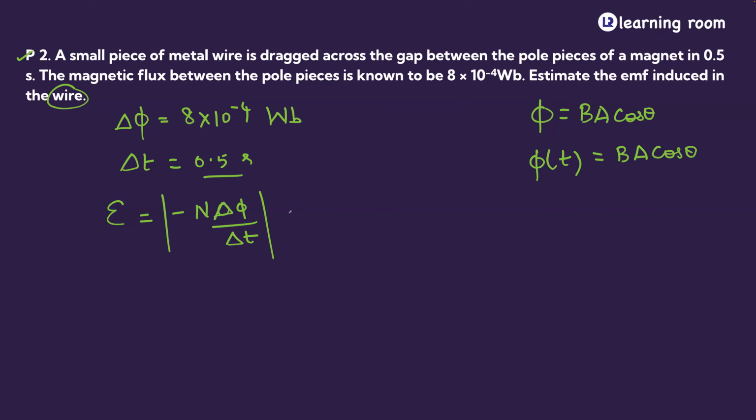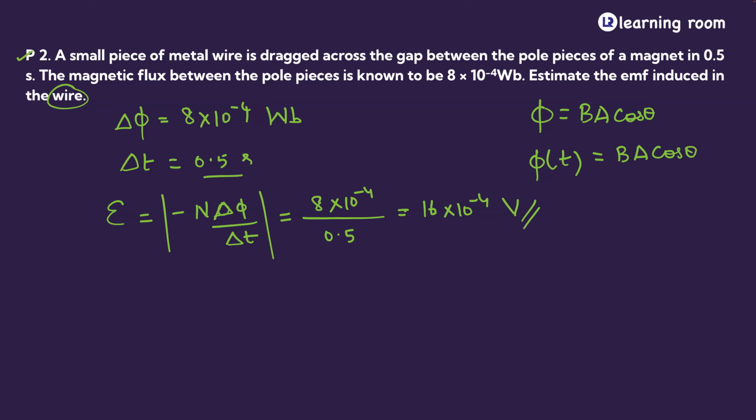Okay, let me check this. So this is equal to, n is there, no? So n is going to be only 1. Delta phi is how much? 8 into 10 power minus 4. And how much is going to be the time? 0.5. 0.5 is half, so 2 will go to the numerator. So it will be 16 into 10 power minus 4 volt, provided it is a coil.